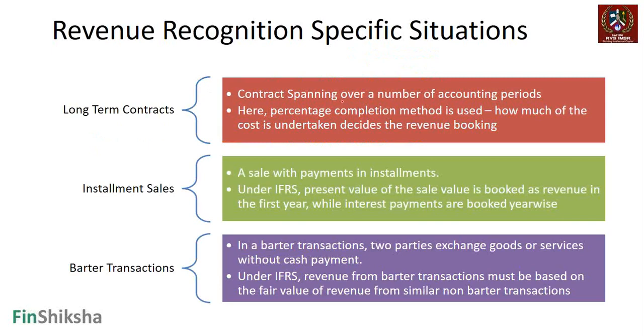Long-term contracts are contracts spanning over a number of accounting periods, as we looked at in the example of L&T. Here, the percentage completion method is used, and how much cost is undertaken decides the revenue booking, right? So take an example of the L&T airport. Let's assume that the airport is going to give a revenue of 12,000 crore and L&T is going to take a cost of 10,000 crore. So that's the revenue and this is the total cost over 3 years. That's the discussion that we have, right?